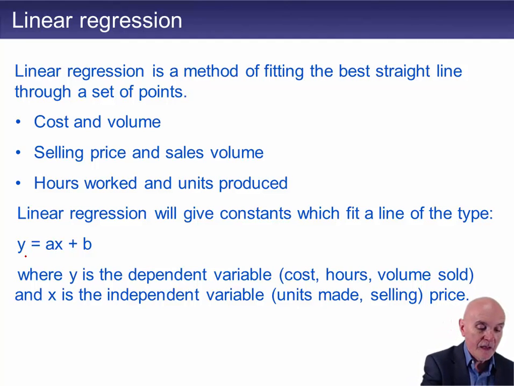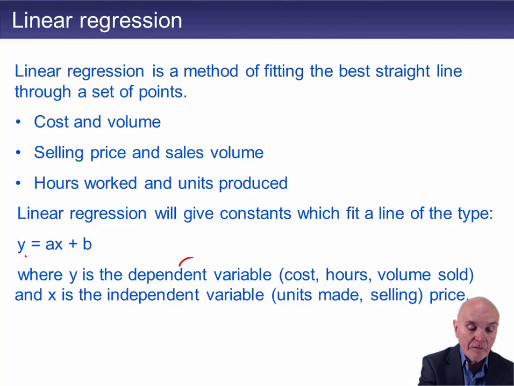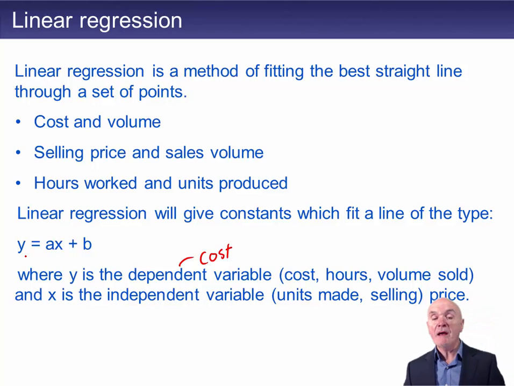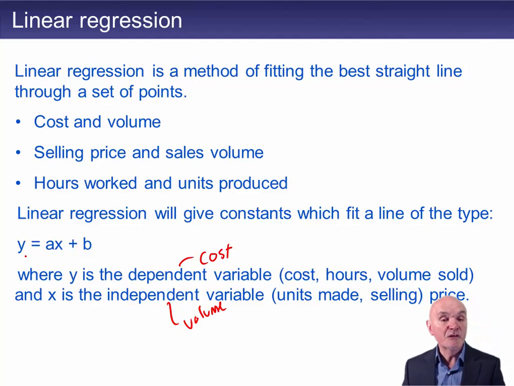This is a straight line here, y = a x + b, where y is the dependent variable. So if, for example, you were looking at cost and production volume, then cost would be this one, and x is the independent variable, that would be the volume. So what you're really saying is, I'm deciding on what volume I want to produce, and this will determine what the cost is going to be. So the cost is dependent on the volume.